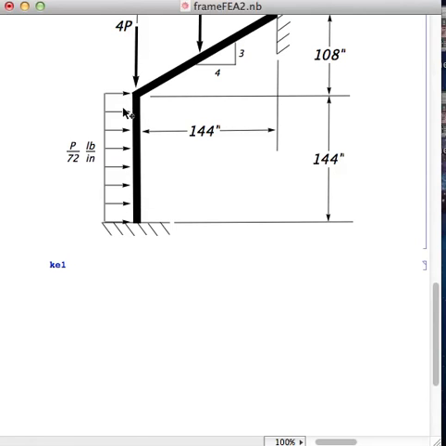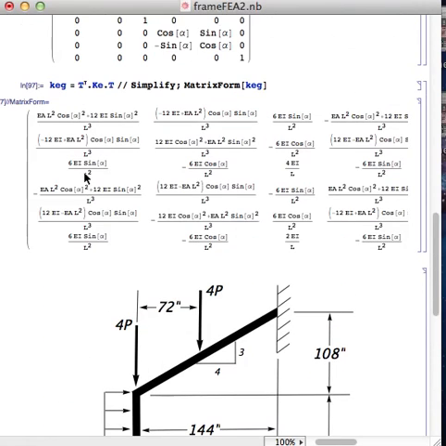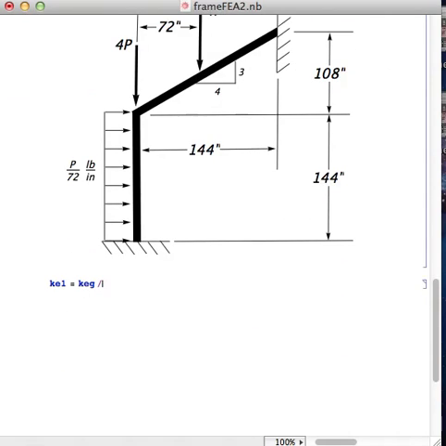That's equal to KEG, because that's what I called that, remember, evaluated at alpha equals minus pi over 2. That's minus 90 degrees. And I told you why the negative sign's there. And then the length of it, we're going to go ahead and put that in there as well, is 144 inches.